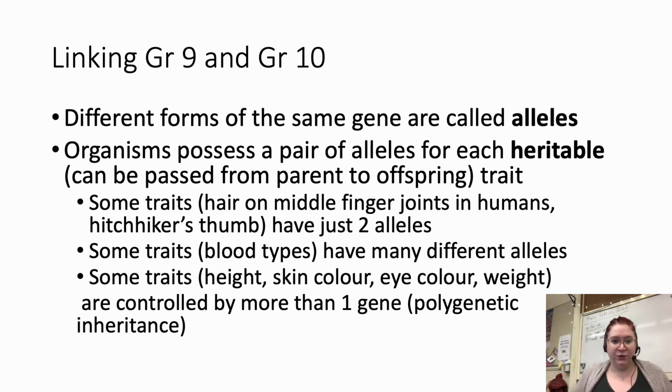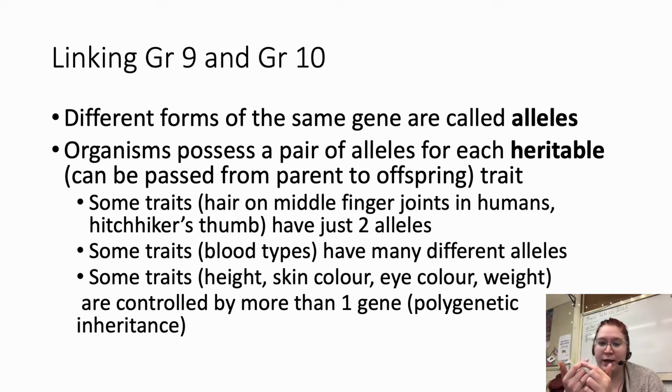So just a quick review of some things that we've been going over, linking grade 9 to grade 10 science. Different forms of the same gene, remember, are called alleles, and organisms possess a pair of alleles for each heritable trait. Heritable means it can be passed from parent to offspring. So these are things that are coded for in your genes, not things that you learn. Some traits have just two alleles.